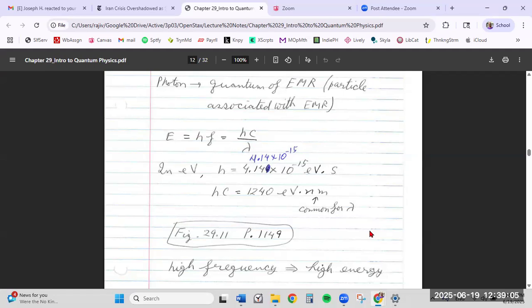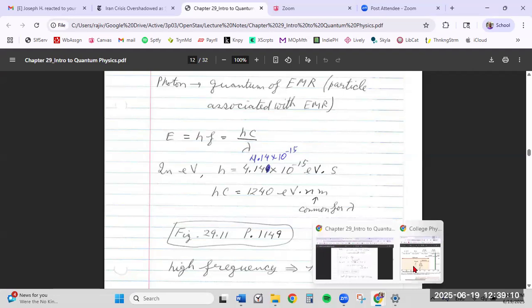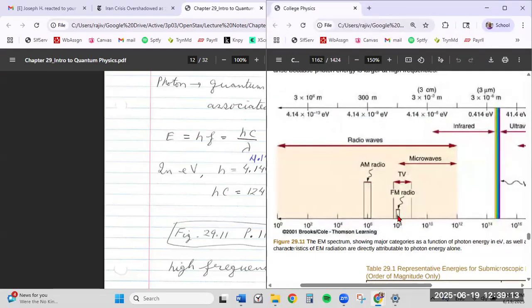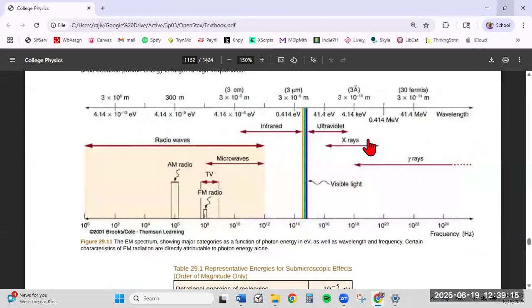So let's look at the different possible frequencies that electromagnetic radiation can have, and that's shown in this diagram. As you go from left to right, the wavelength is decreasing, and the frequency shown here at the bottom is increasing. So the frequency goes from 1 hertz on this end to 10 raised to 24 hertz on that end.